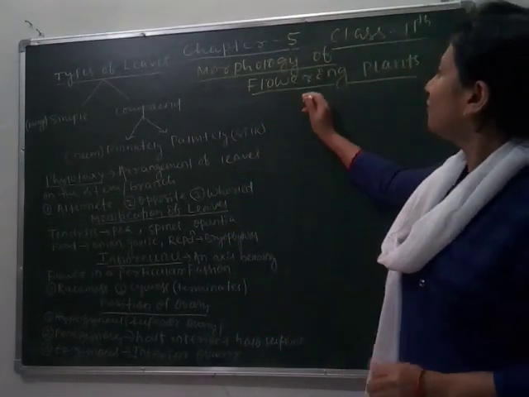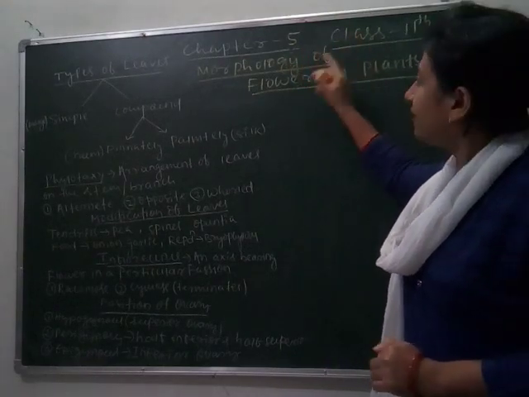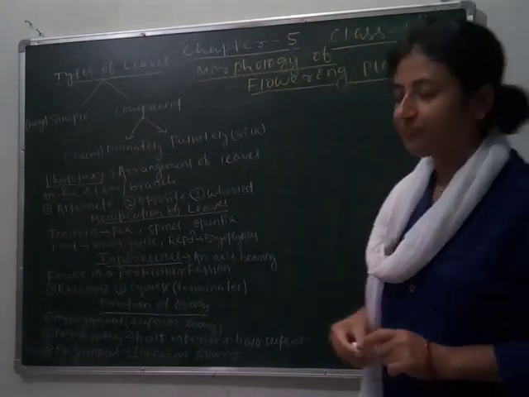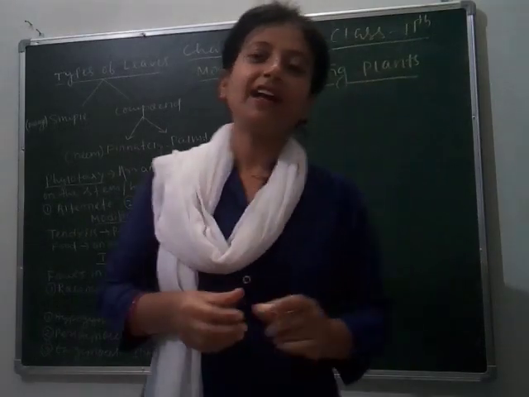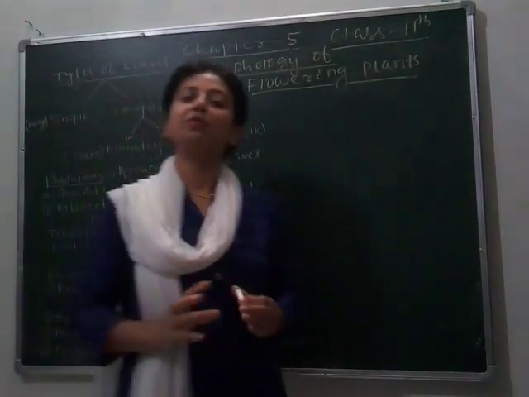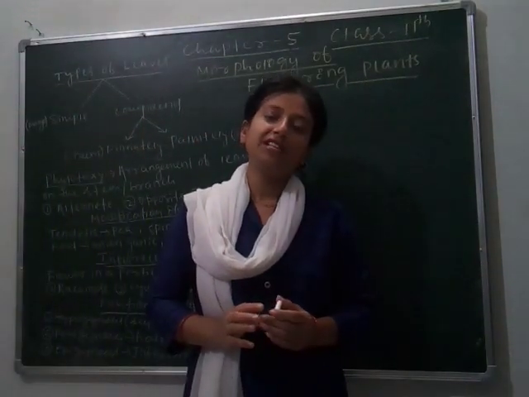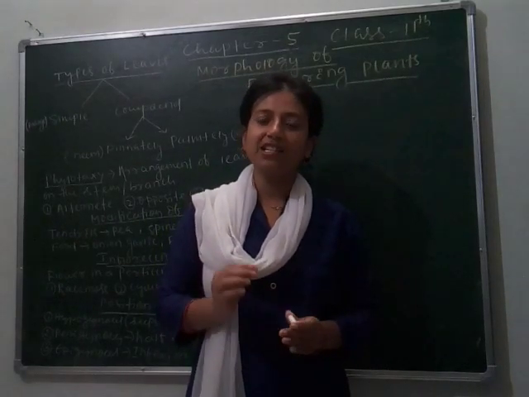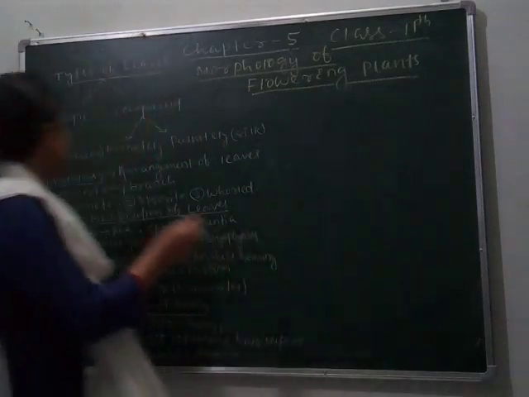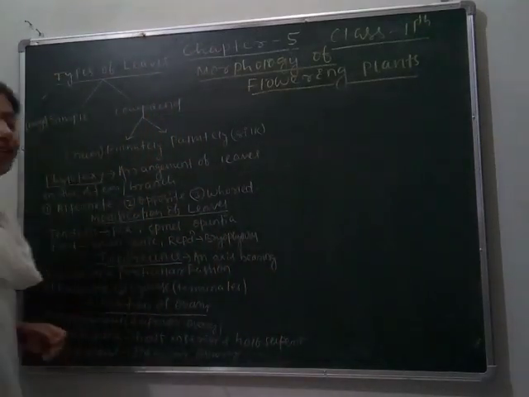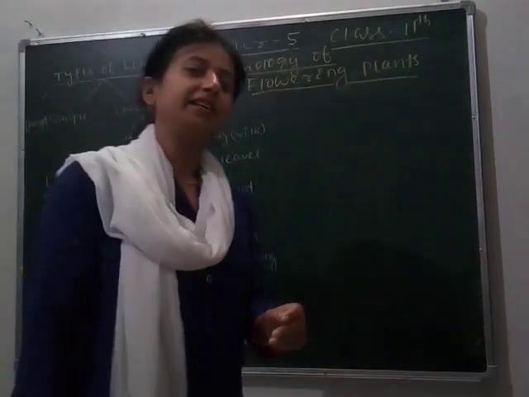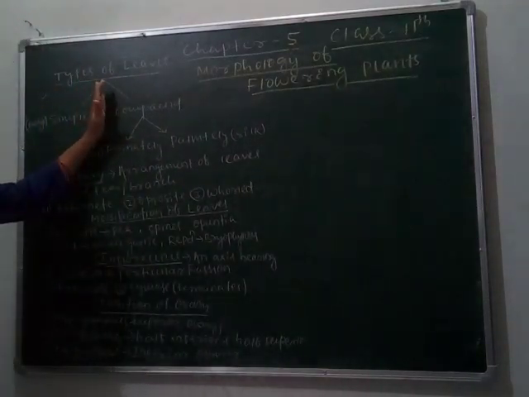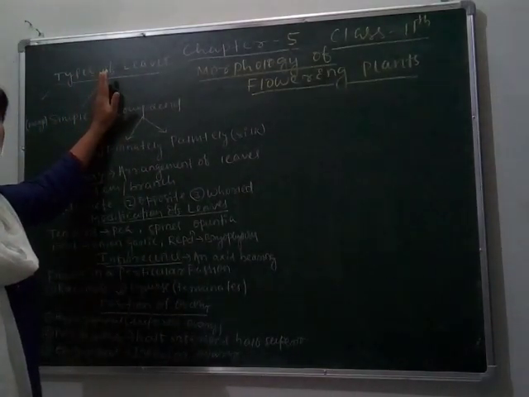So let's continue chapter 5 of class 11, that is morphology of flowering plants. In the last class, I told you about the different parts of the plant. We have already studied the root, then the stem, and some parts of the leaf. Today we will start our topic from types of leaves. Here we have to understand how many types of leaf you know.